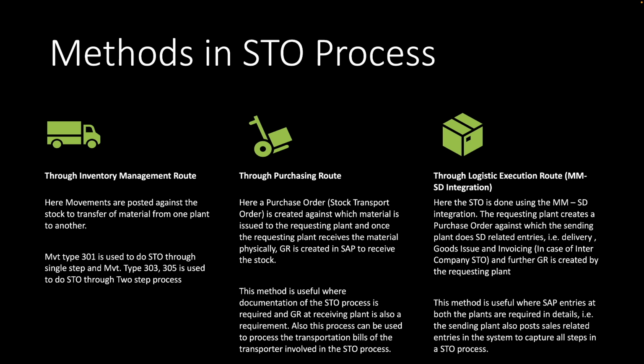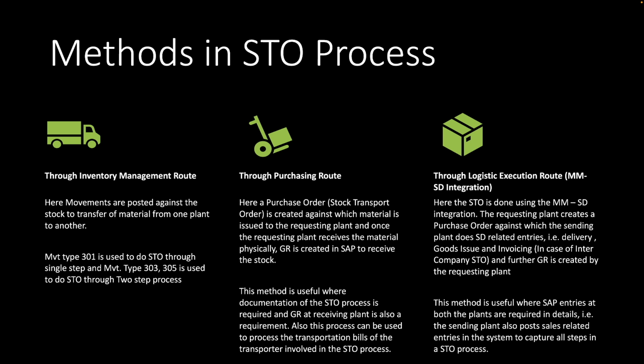Then you have purchasing route, in which the requesting plant creates a purchase order that we call a stock transport order. Against that purchase order or stock transport order, the sending plant will post the inventory through movement type 351. And then the requesting plant will create the GR in the system and receive the material. So this will always be a two-step process. And here you will have the facility to maintain the stock in transit, to check the stock in transit in SAP. So this method is useful where documentation of the STO process is required.